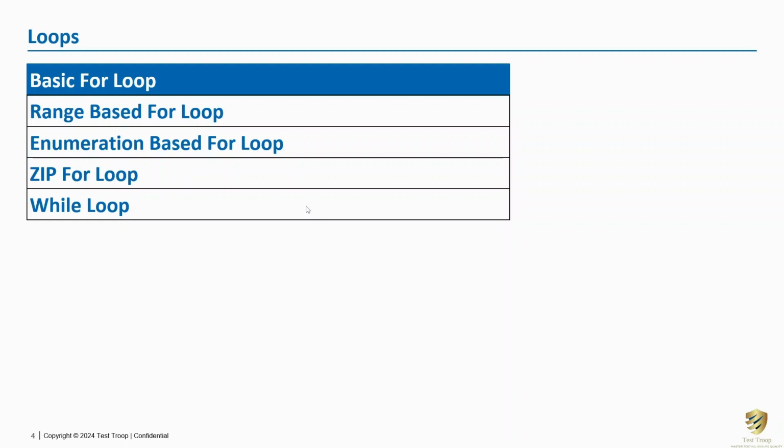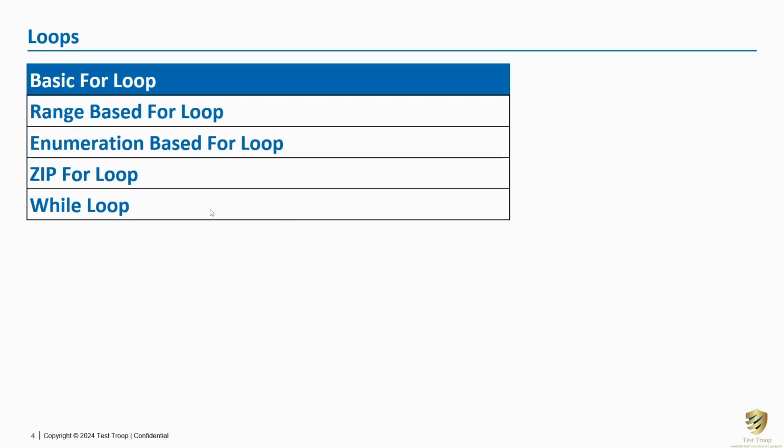What are loops? In programming, loops are control structures that allow you to repeat a set of instructions multiple times until a specific condition is met. So with loops, you will be executing a set of instructions or statements multiple times until a particular condition is met. In case of Robot Framework, you can implement loops using for or using while. So there are two kinds of loops supported by Robot Framework, which are the for loop and the while loop.